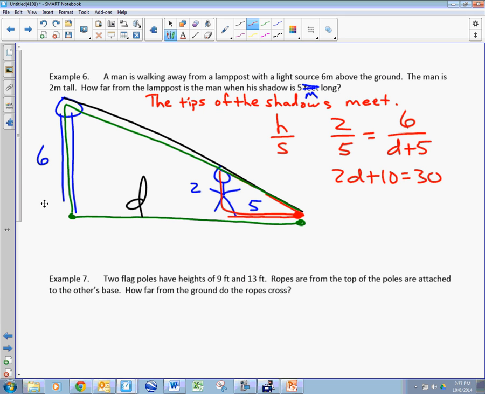It says in the problem that the lamppost is 6 meters tall. 2D is equal to 20. D is 10 meters. Yep, piece of cake. Upside down.